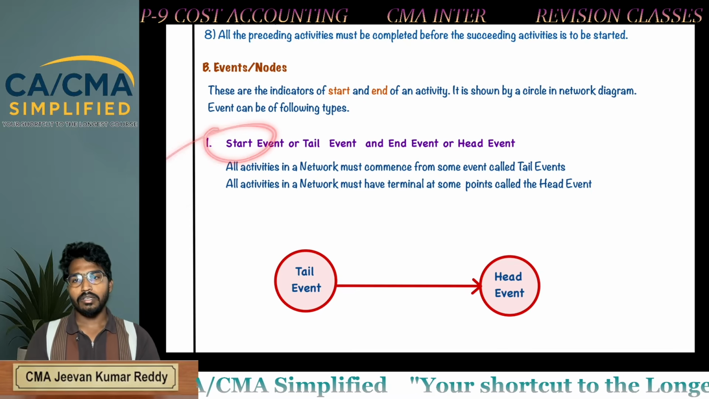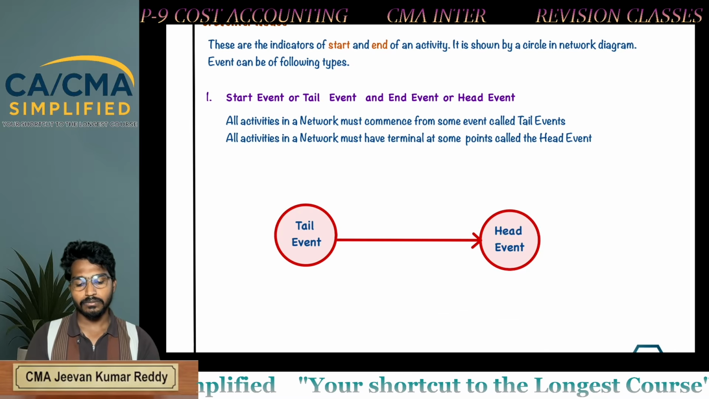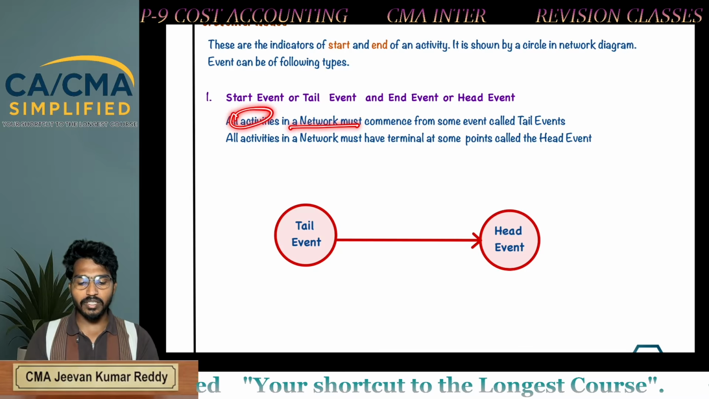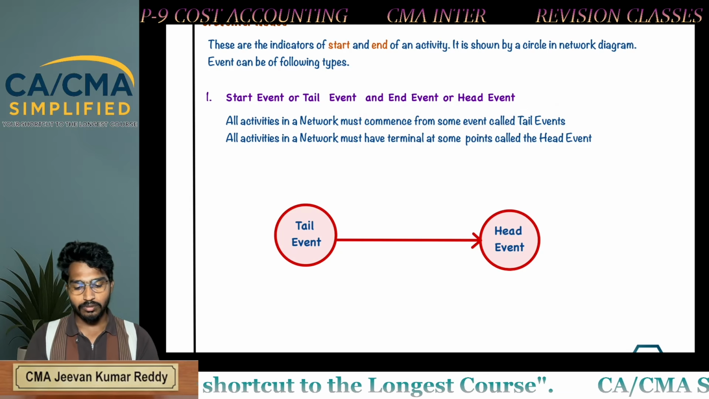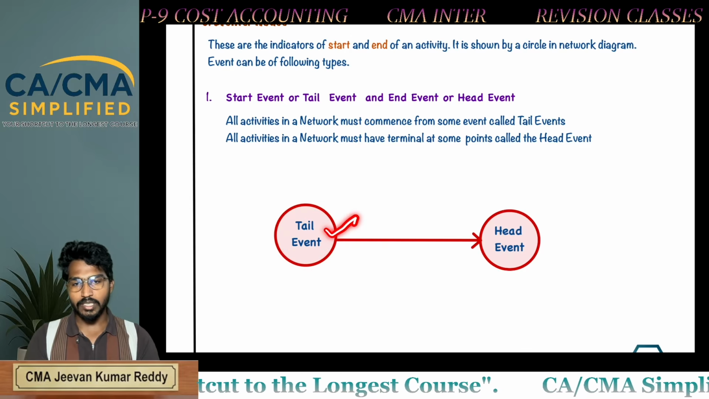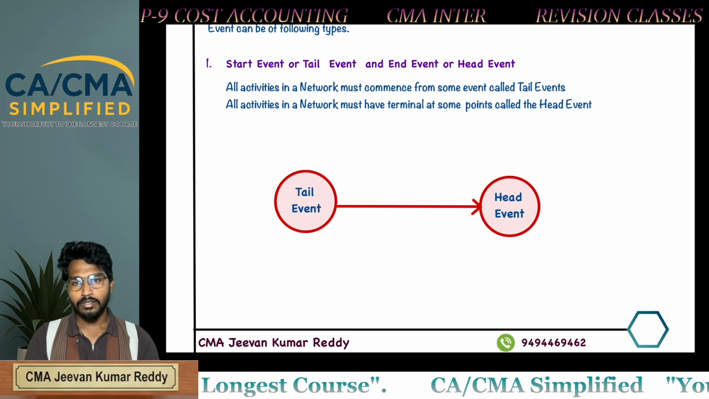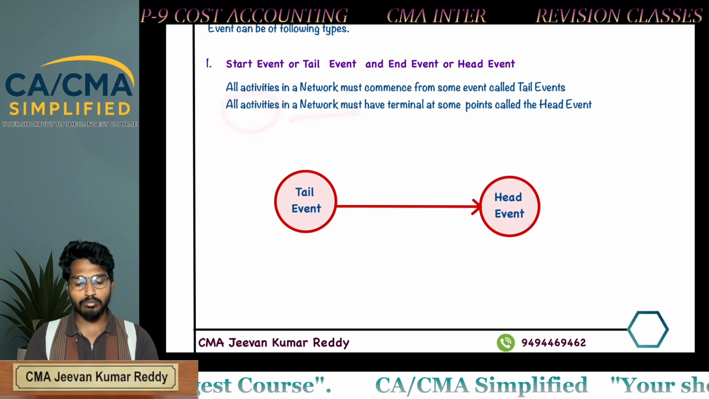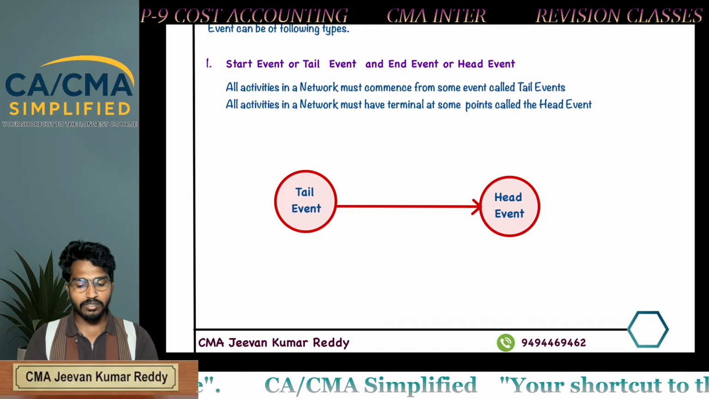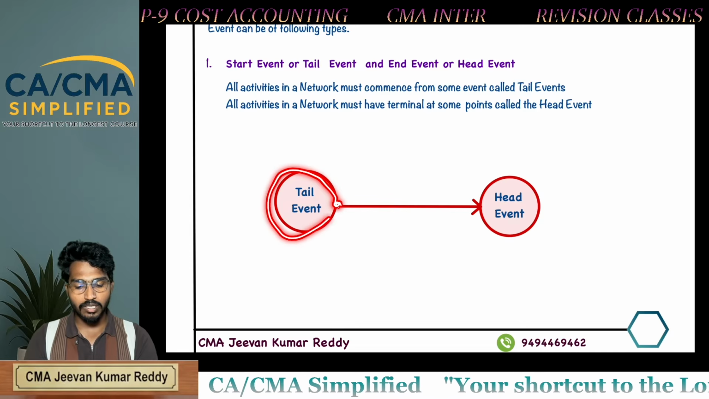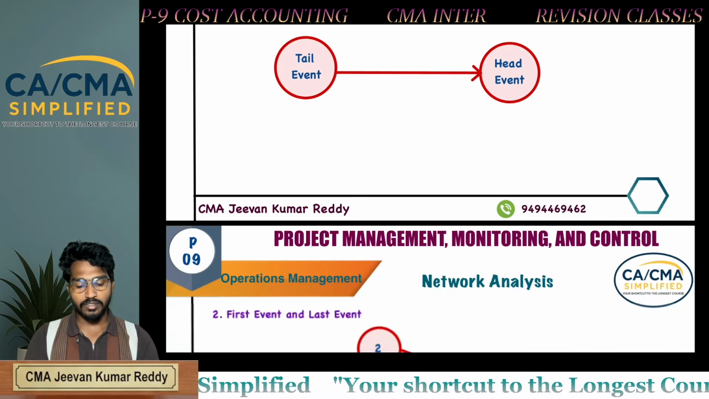Next, types of events: start event or tail event, and end event or head event. All activities in the network diagram must commence from some event called the tail event. So the start event is known as the tail event, and the end event is known as the head event. All activities in the network diagram must have a terminating point called the head event. The starting point of an activity is called the tail event, and the ending point of an activity is known as the head event.